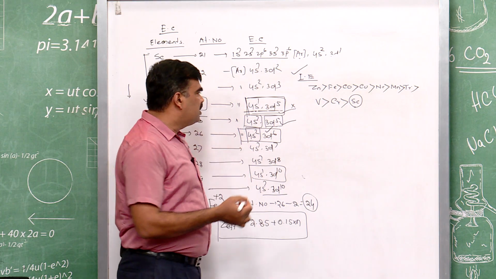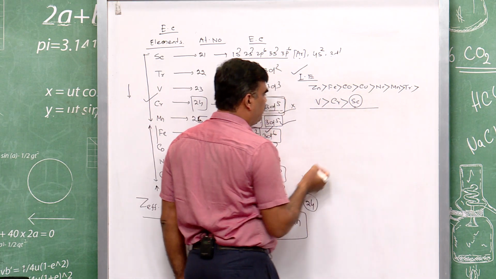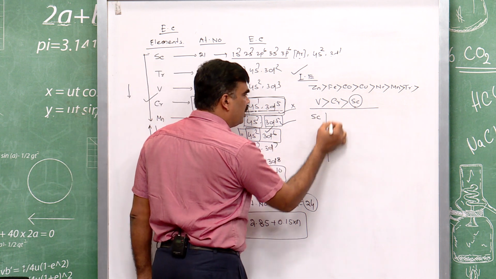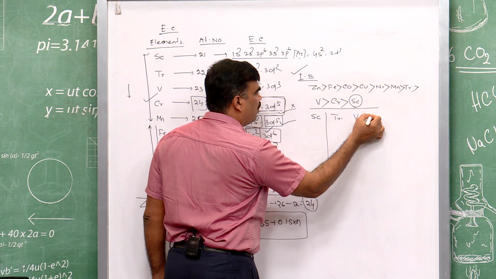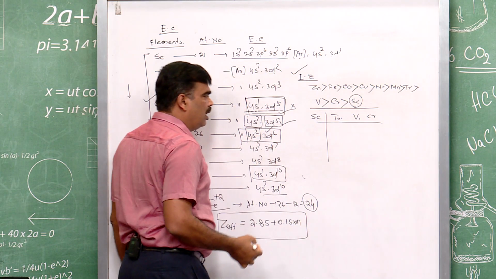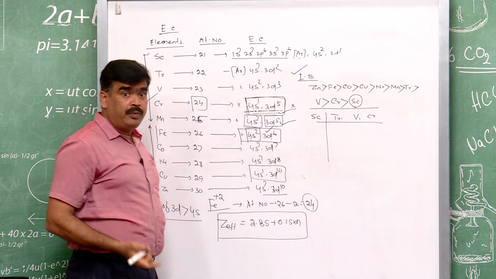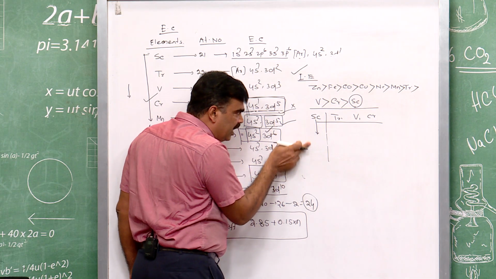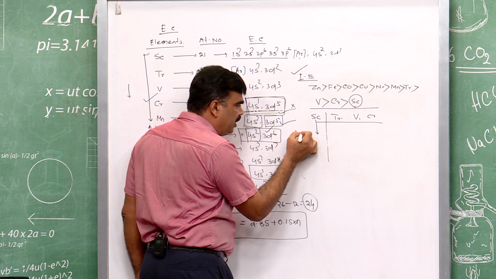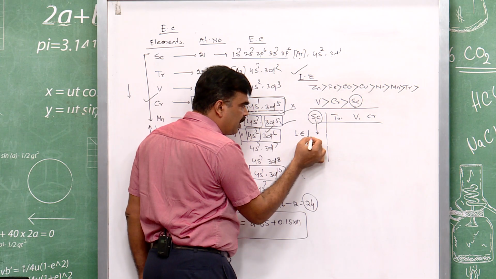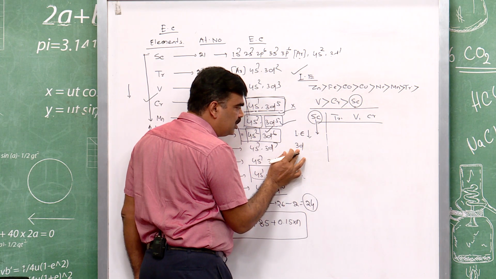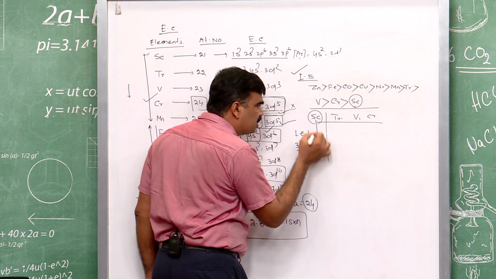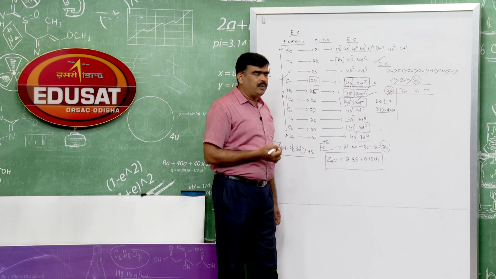Okay. Next, if you look into the group, scandium group, scandium, here is your titanium, vanadium, chromium, these are the different groups. But if you move down the group, the ionization energy in the scandium group decreases. That is 3d, the ionization energy of 3d is greater than 4d, greater than 5d. Remember this only for scandium.